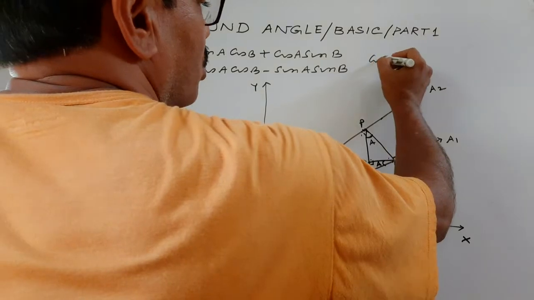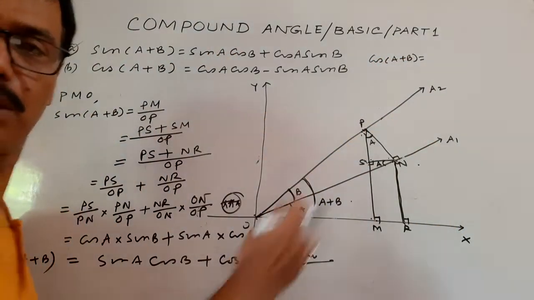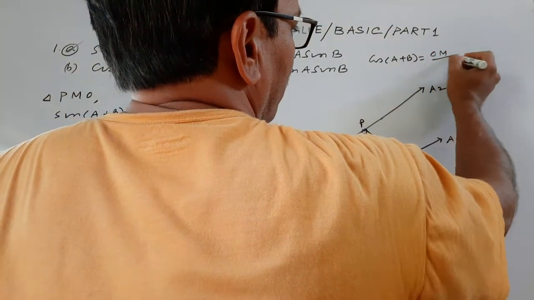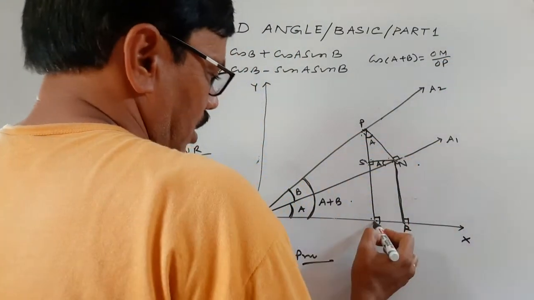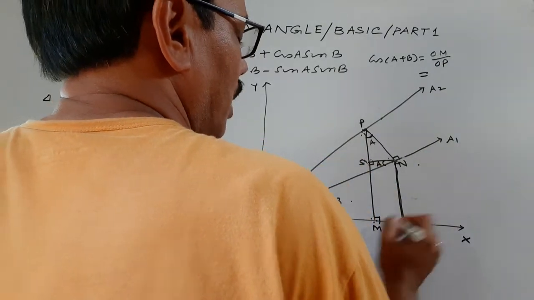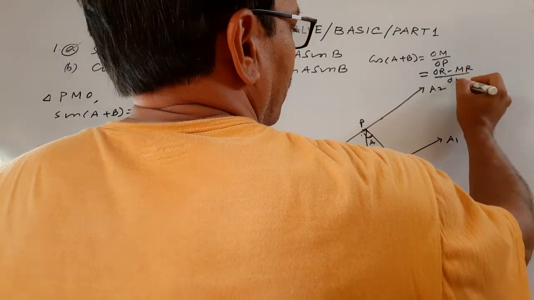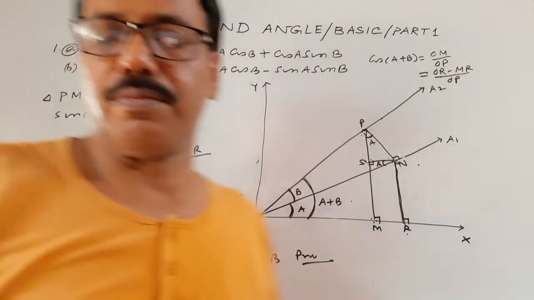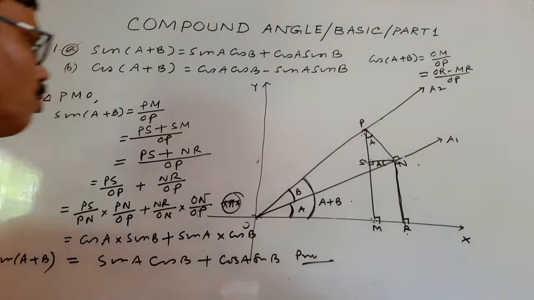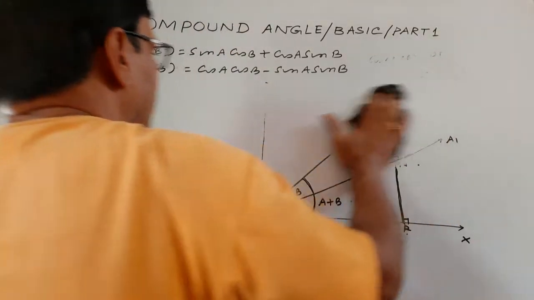So, cos(A+B). If you take cos(A+B), OM by OP. Then, what is OM? OR minus MR, so OR minus MR by OP. Then you complete it. Very simple. So, we are not interested in the proof. You only remember the result.